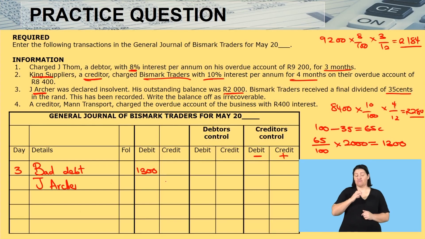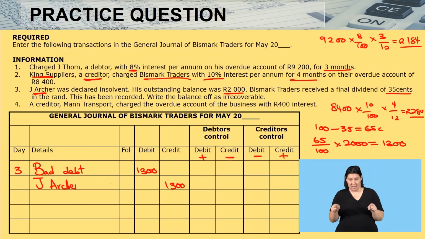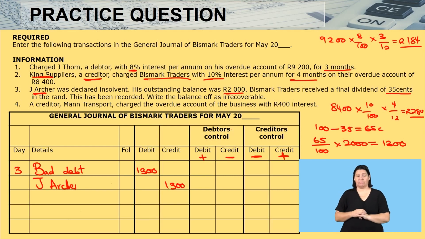Once I credit J. Archer, I'll come here, 1,300. That means I'll come also to my debtor's control. Remember, on the debit side is a plus, on the credit side is a minus, which is different from the creditor's control, because on the creditor's control, the debit side is a minus, and the credit side is a plus. I'm coming to my debtor's control, and I'll come to the credit side, and I will now say 1,300. That means this particular debt has been written off.